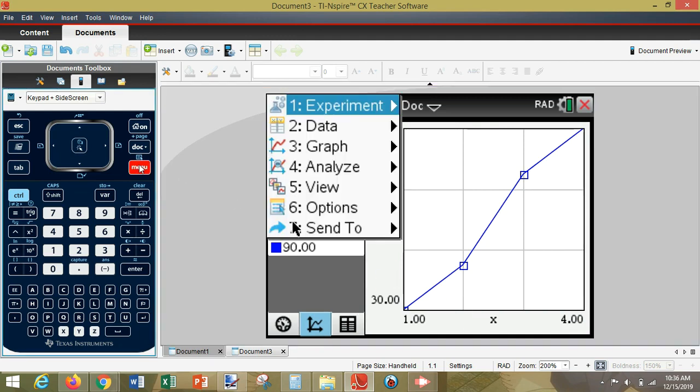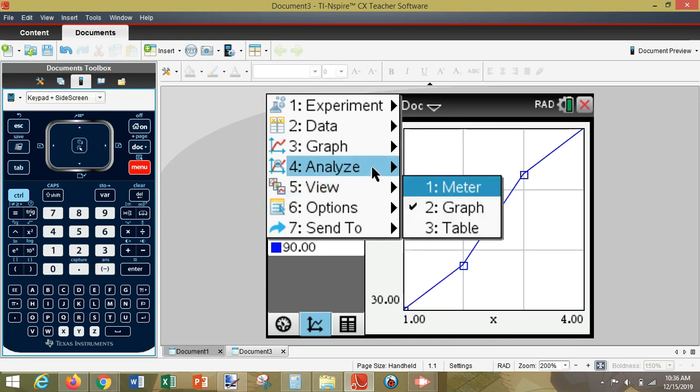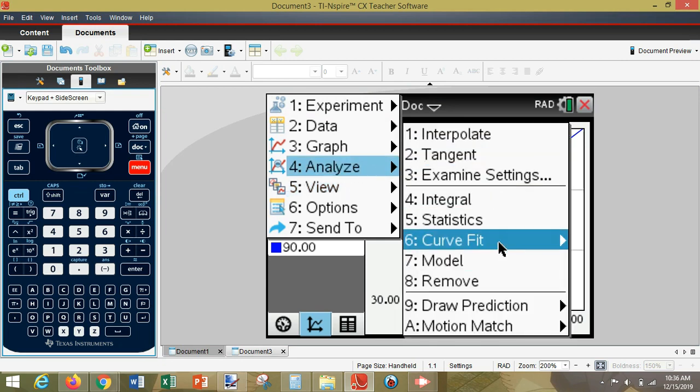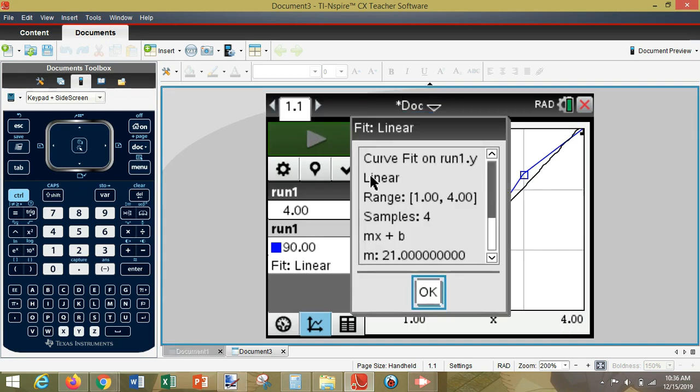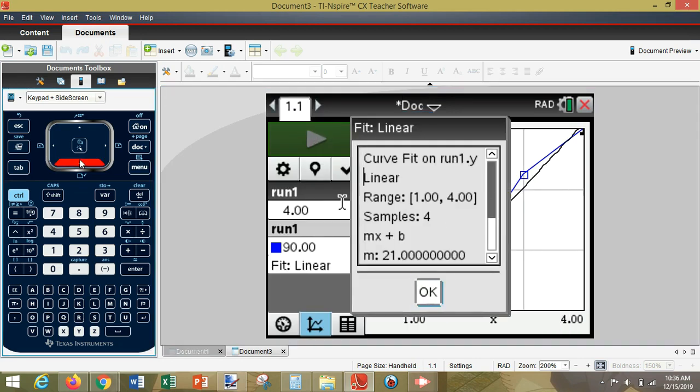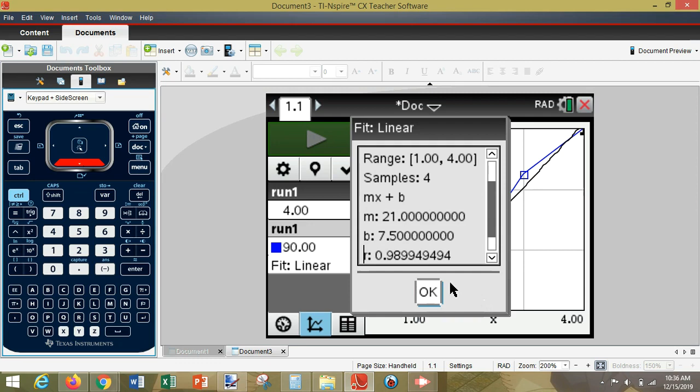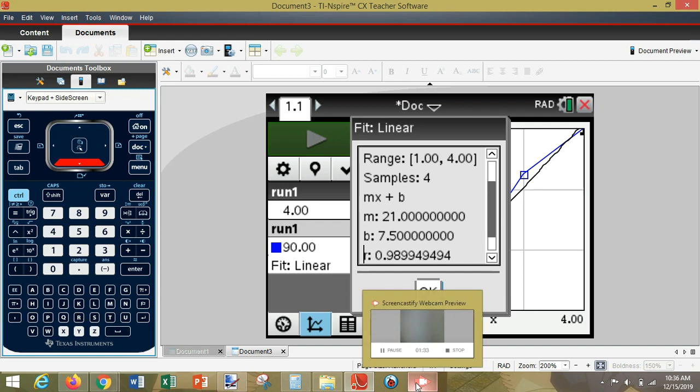We press menu, analyze 4, curve fit 6, and 1 linear. Keep pressing down till you see the letter R. So we have the slope is 21, the B or y-intercept is 7.5, and our R value is 0.9899. So we're going to go to our paper and write those down.